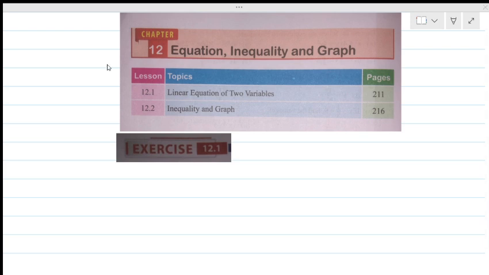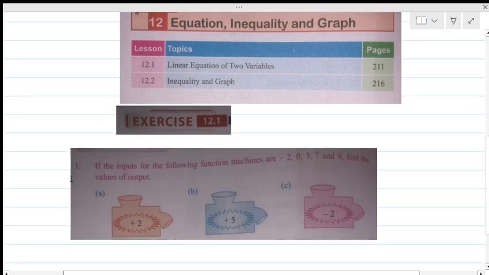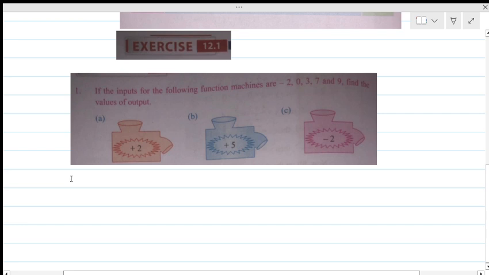So here in the first question we are given some input values, and through that we have to find the outputs, right? So let's see. It says, if the inputs for the following function machines are these given values, we have to find the values of output.